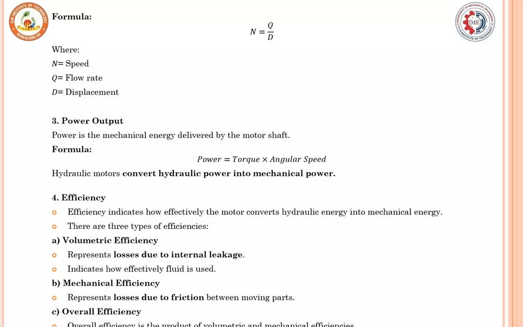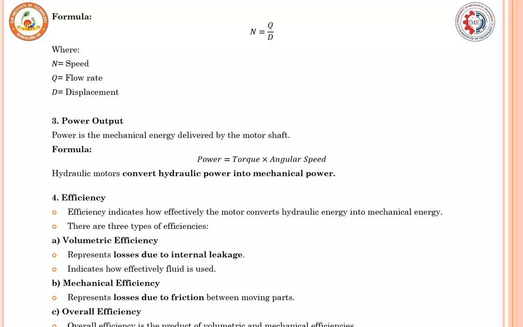The next parameter is the power output. The power can be calculated as torque multiplied by the angular speed. Power is the mechanical energy developed by the motor shaft as it rotates. So the hydraulic motor converts hydraulic power into mechanical power. The overall power generated in the motor is very important to compute the overall output.